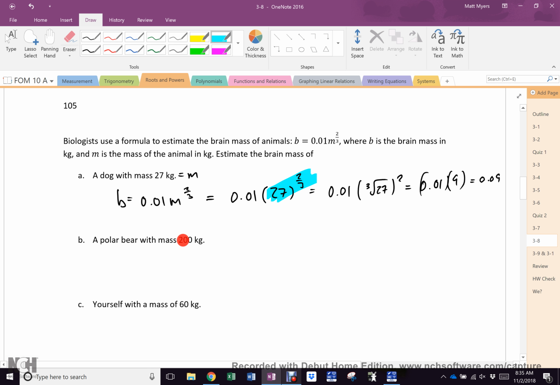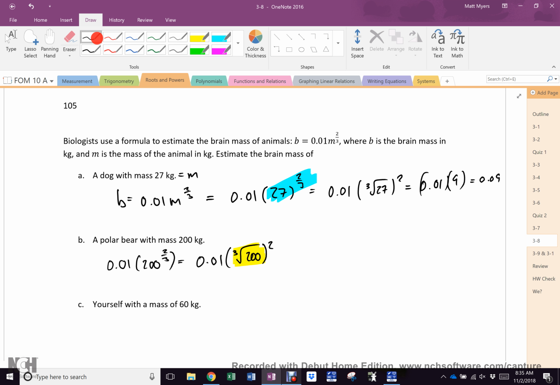What about 200? Doesn't work, right? So it's going to be 0.01 times 200 to the 2/3. Now, since 200 doesn't have a cube root, this is a calculator question, yes? But what would you do? 0.01 cube root 200 squared. What if I said you don't get your calculator? I want it as simple as possible. What would you do with that?